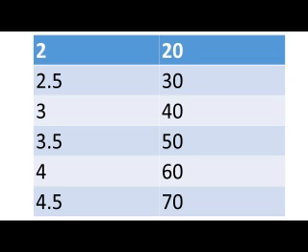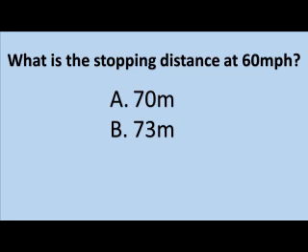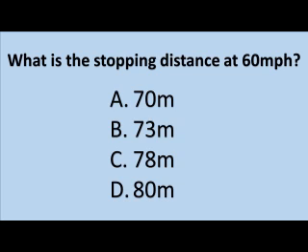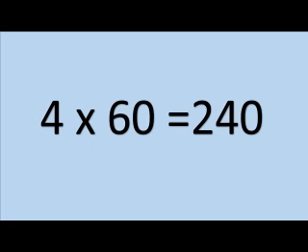Let's have a look at meters now. So meters will be exactly the same. Let's look at the question. What is the stopping distance at 60 miles per hour? Is it A, 70 metres, B, 73 metres, C, 78 metres, or D, 80 metres? We're going to use the same technique that we did before. So we know that for 60 miles per hour, we have to multiply it by 4.